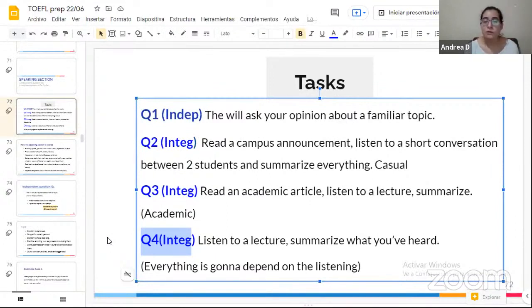And out of these 4 questions, the first one is the independent one, and the rest of them are all integrated. So the only different one will be the first one, and the rest are integrated. What else? Today we're going to be going through the first one, question 1.